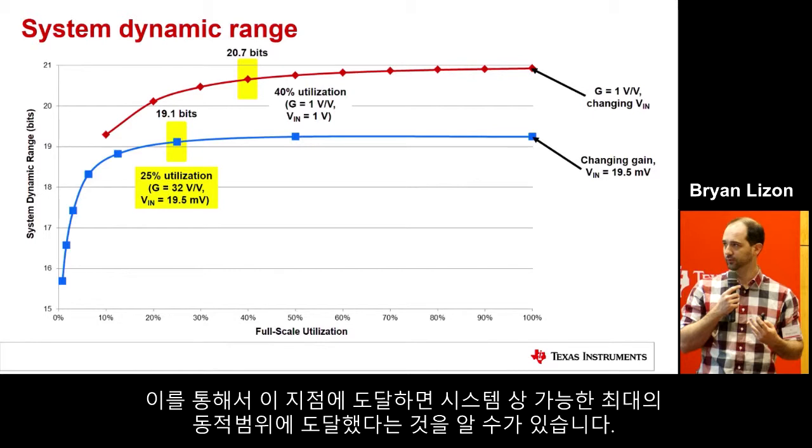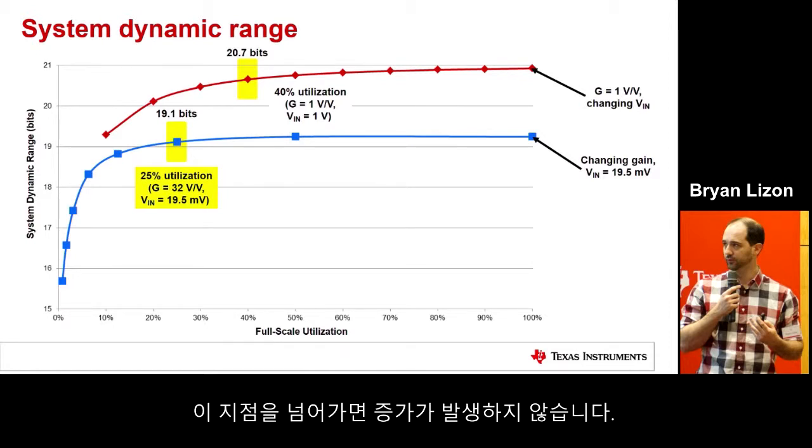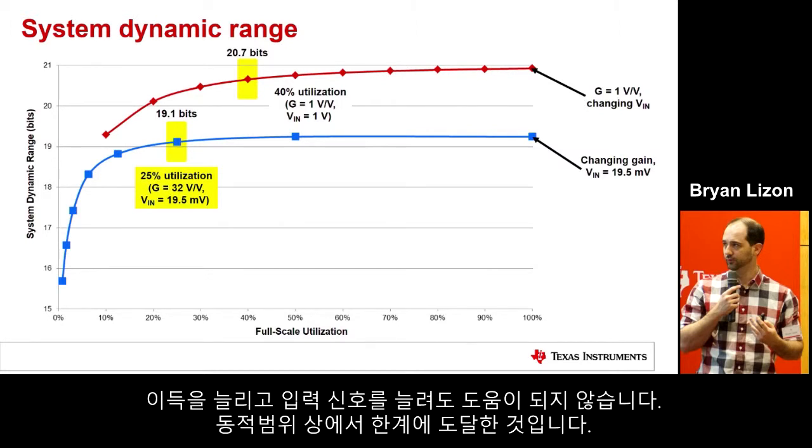Basically what that's telling you is that when you've hit this point, you've hit the maximum dynamic range your system can really afford you. Anything beyond that, you're not going to get any increase. You can increase your gain, you can increase your input signal. It's not going to help you. So you're stuck at that point in terms of dynamic range.